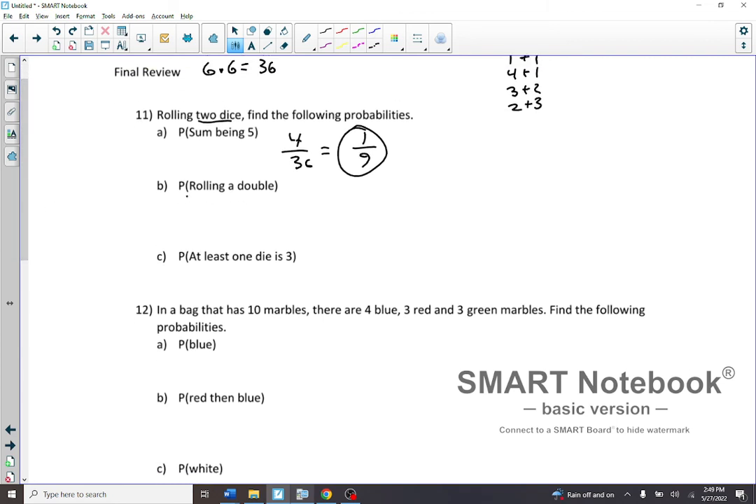Rolling a double, so that's 1, 1, 2, 2, 3, 3, 4, 4, 5, 5, and 6, 6. So 6 doubles out of 36 total possibilities, so 1 over 6.